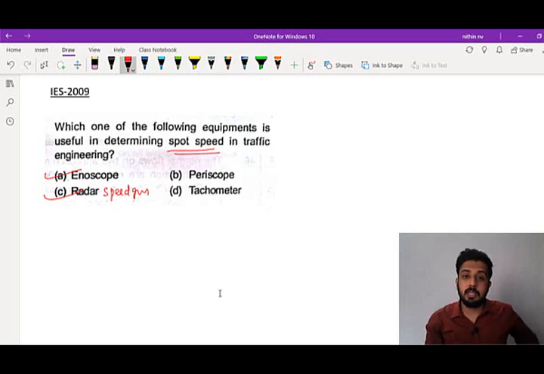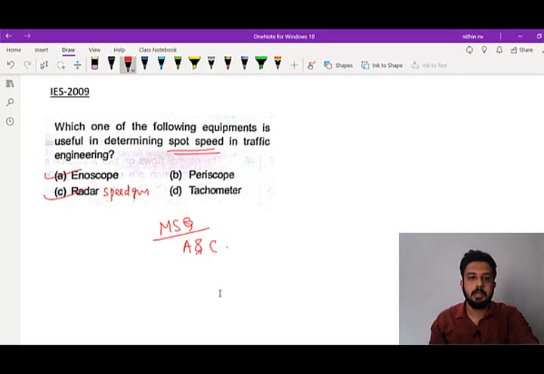So if this is a GATE question coming for you, then what will be the answer? Both A and C. That is going to be an MSQ question. In the GATE exam they have introduced this MSQ. The same question was already asked in the GATE exam also, which I am not showing you.